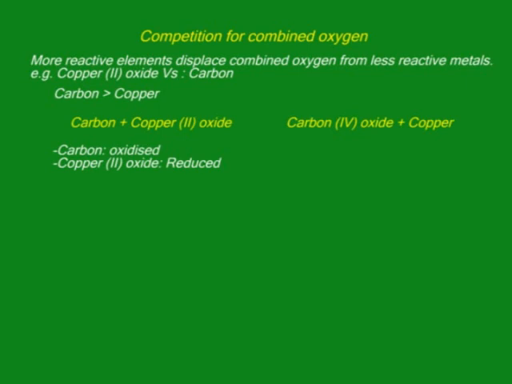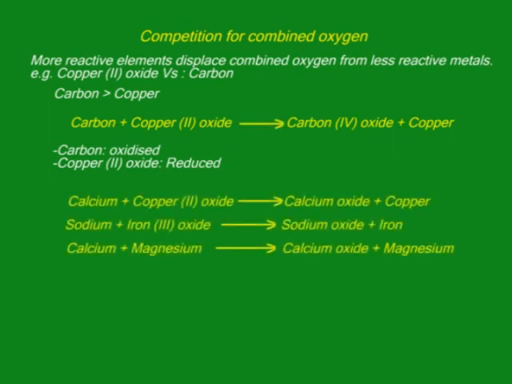In summary, a metal higher in the reactivity series displaces oxygen from the oxides of metals lower in the reactivity series. That is to say, calcium when reacted with copper 2 oxide will form calcium oxide plus copper, calcium taking the oxygen from copper 2 oxide. Sodium plus iron 3 oxide will form sodium oxide and iron. Why? Because sodium is higher in the reactivity series compared to iron. Calcium will displace oxygen from magnesium oxide to form calcium oxide and magnesium, amongst many other reactions.